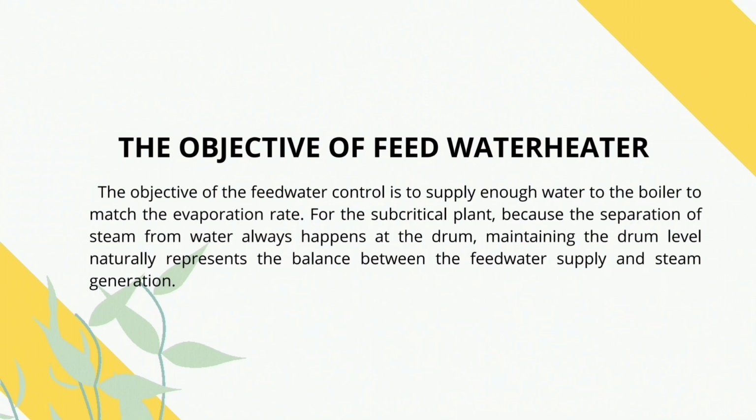So the objective is to supply enough water to the boiler to match the evaporation rate. For a subcritical plant, because the separation of steam from water always happens at the drum, maintaining the drum level literally represents the balance between the feed water supply and the steam generation.